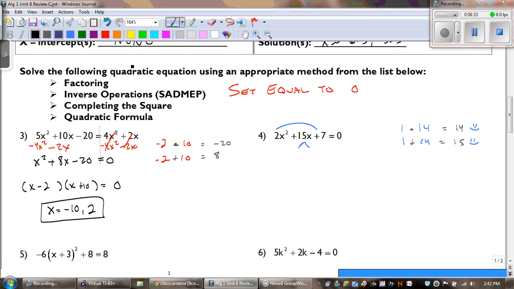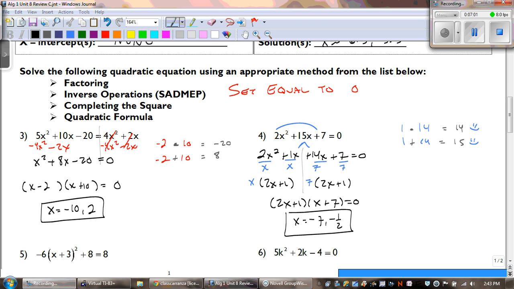This time we have to split the middle term. 2x squared plus 1x plus 14x plus 7 equals 0. Go ahead and draw the line and split. Take the GCFs out of each of those, and I'm going to let you guys do the rest, okay? Good luck. Pause that video. Okay, and when you're all done, you should get x equals negative 7 and negative 1/2.